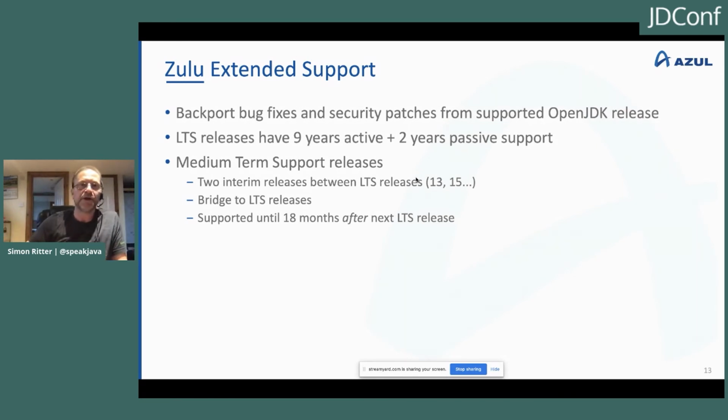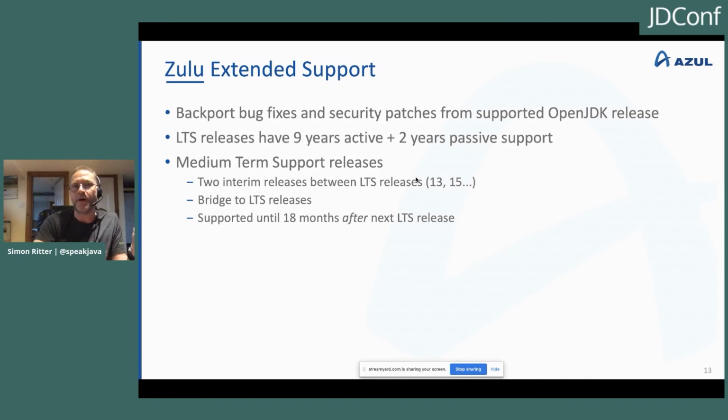So what we do is we make sure that we backport all the bug fixes, all the security patches for our supported OpenJDK releases. In terms of long-term support, what we've said is we'll do 9 years of active, which means 9 years of quarterly updates and any extra updates that need to be provided in between those, and then 2 years of passive support, meaning you can still report problems and we'll provide a fix.